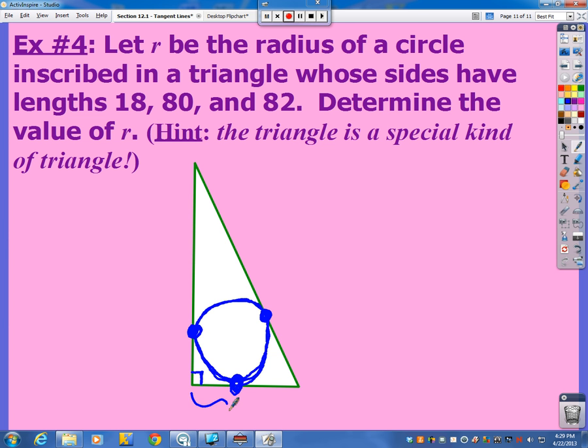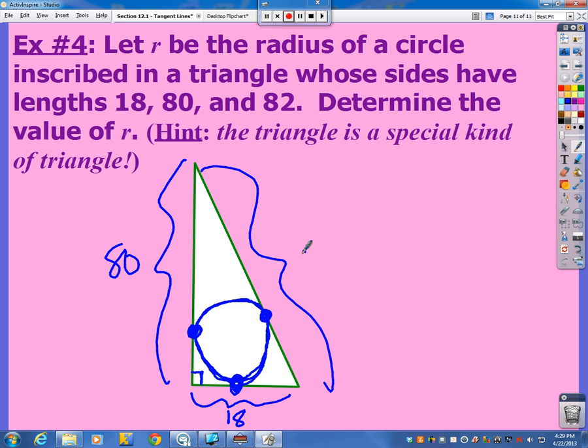Okay, so there's my 18. This has got to be my 80, so my hypotenuse over here is 82. And we have a radius of r. So this really isn't helping out much. So that's r. And maybe I draw it over here to that side. There's r. Maybe I draw it over here to that point of tangency. That's r. Now, do you see why I drew it to the points of tangency?